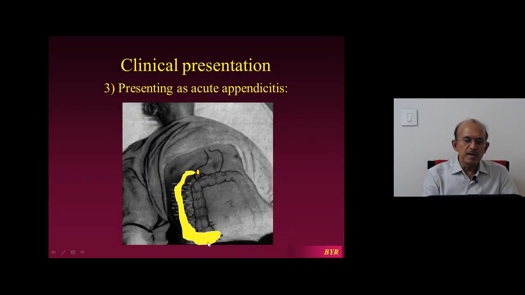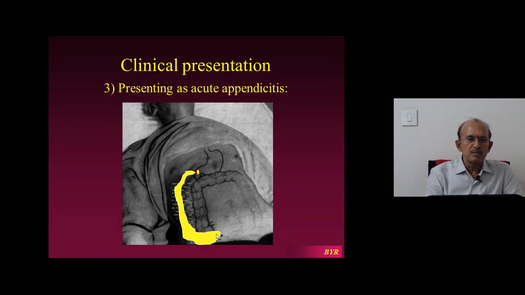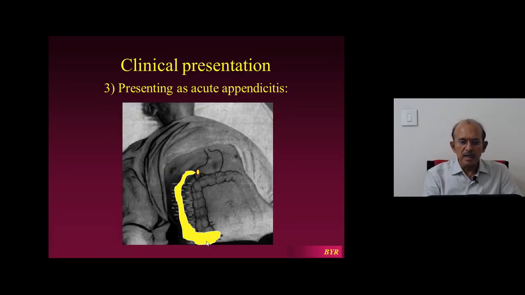And this fluid now irritates the peritoneum in the right iliac fossa. So now the patient complains of pain in the right iliac fossa. So this is shifting pain. Initially the patient will have pain in the upper abdomen. A few hours later, he develops pain in the right iliac fossa. That is called shifting pain. That is why you may mistake it for acute appendicitis.